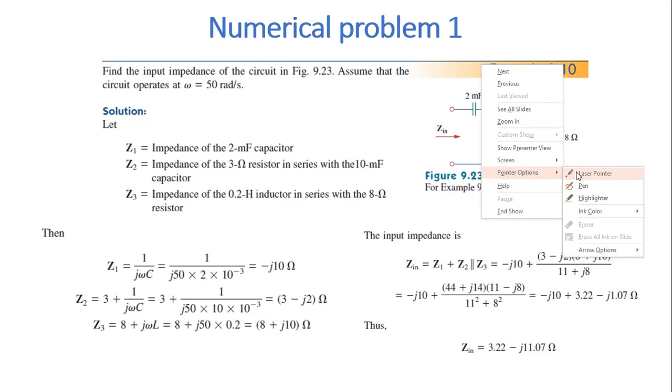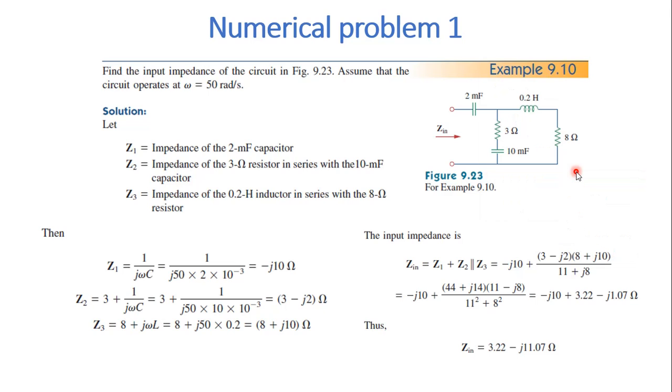In this video, let us discuss some numerical problems related to impedance. So the first problem is: find the input impedance of the circuit in the figure. Assume that the circuit operates at omega is equal to 50 radians per second. So the value of omega is 50 radians per second, and this is the circuit. We have to find the input impedance, which is represented by Zin from here.